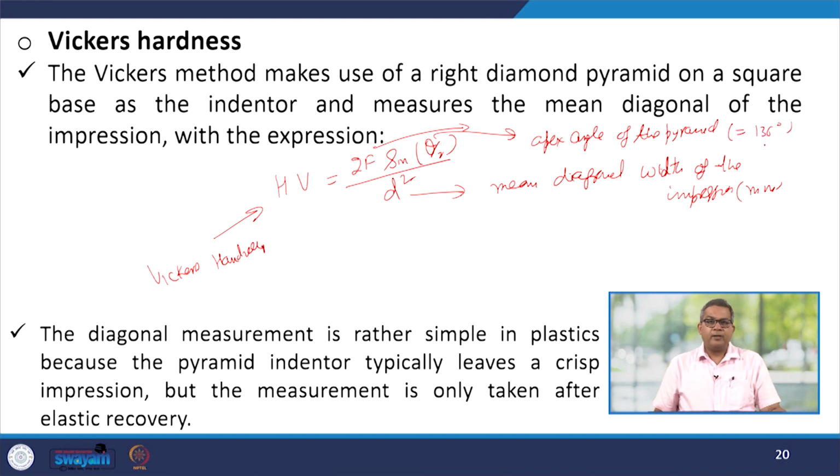So, the diagonal measurement is rather simple in plastics because the pyramid indenter typically leaves a crisp impression, but the measurement is only taken after the elastic recovery.